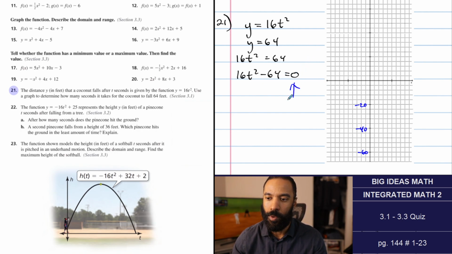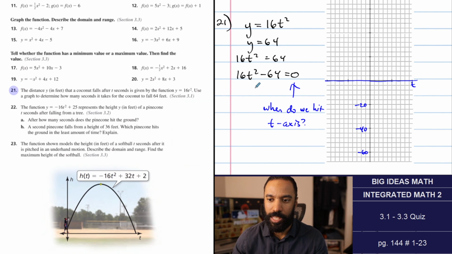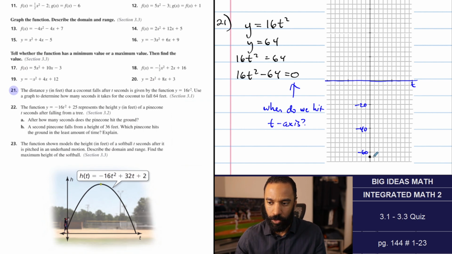We've got to find out when do we hit the x-axis, or in this case, the t-axis. That's just when does this line actually hit? What values of t? So what's nice is this graph of y equals this is shifted down 64 units. So that's a 4 right there, 64. Now 1 is going to look kind of dumb, so I'm going to go 2, and these are still going. This is 5, and this is negative 5 like that.